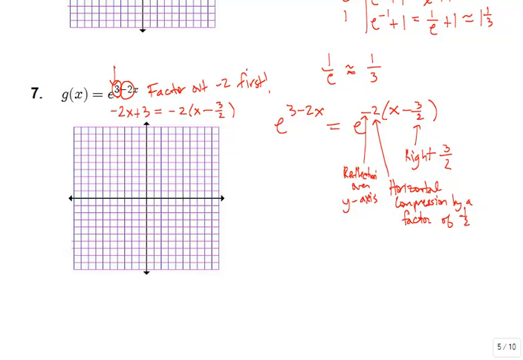Now this is a pretty tricky one because it has a lot of different horizontal types of transformations, and anytime you're doing things horizontally, it makes your table values a bit messy. So if you want to play it safe, you can always go back to your original function. It doesn't even need to be the factored version of this.